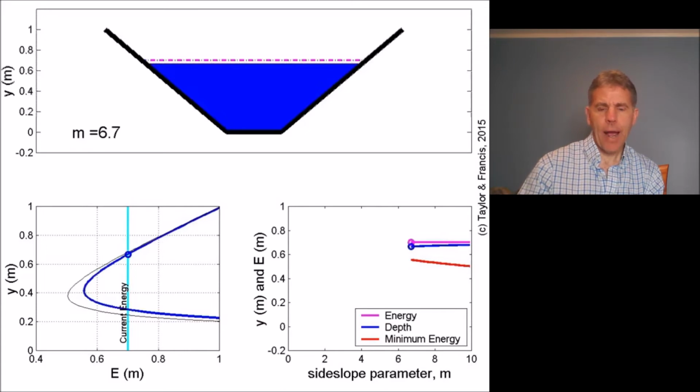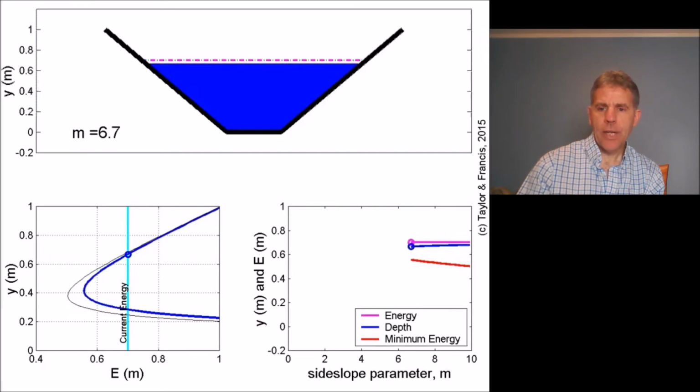In the two lower graphs, we have an energy depth diagram, and you see two EY diagrams here. The faint, thin black curve is the initial EY diagram at the start of the animation, and the blue curve, I should say, the animation started with a side slope parameter of about 10. The blue curve shows where we are right now with the side slope parameter of 6.7.